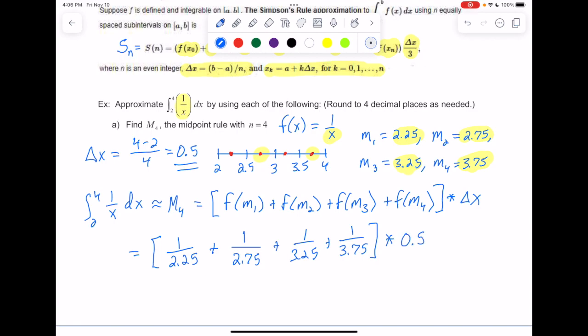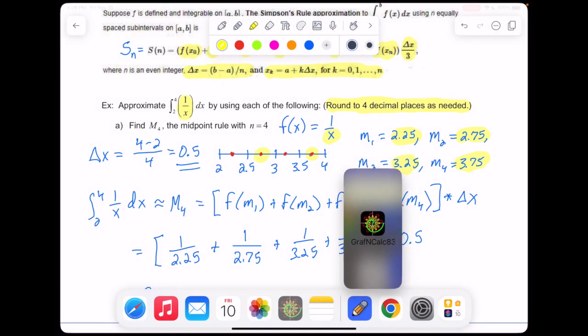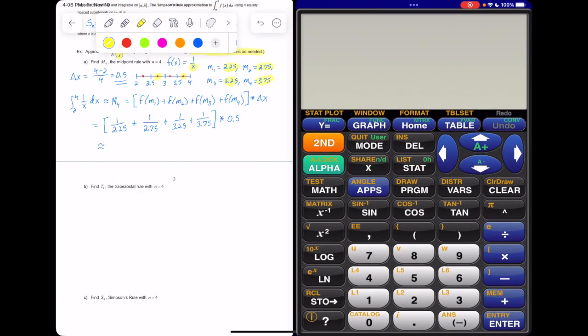So then at that point, we just want to go ahead and approximate it. They did tell us to go ahead and round this. They said to round to 4 decimal places as needed. So I'm just going to type all of that into the calculator and see what I get. So let's open up the calculator. And let's type that in.